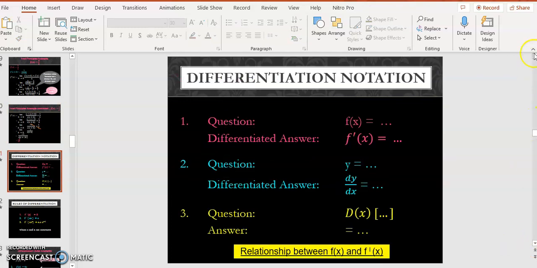Okay, we are looking at differentiation notation.